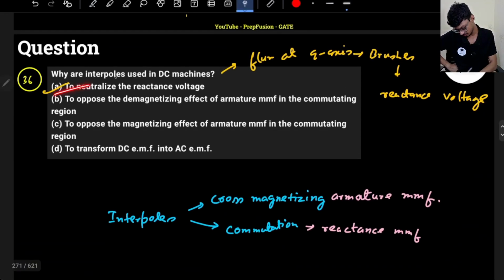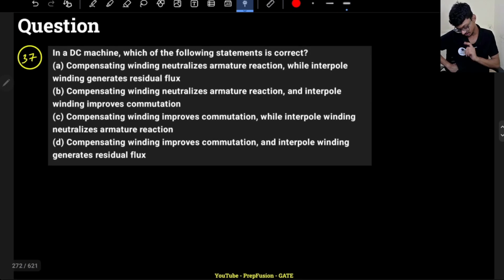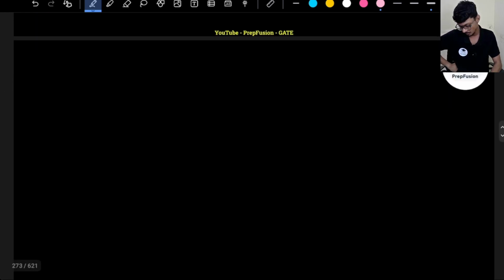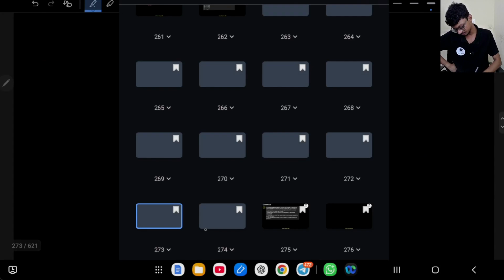So what is the answer? Answer is option A. In DC machine, which of the following statements is correct? Compensating winding neutralizes armature reaction while interpole generates residual flux. Compensating winding neutralizes armature reaction and interpole winding improves commutation. Compensating winding improves commutation while interpole windings neutralize armature reaction. Only option B will be correct, because compensating winding is used to neutralize the armature reaction. Interpoles also neutralize the armature reaction, but mainly they are used to nullify the magnetic flux along the q axis that is used to improve the commutation. Okay, so that was the answer.